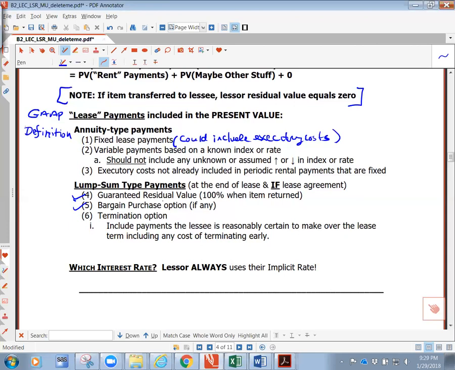A termination option. So an option to terminate the lease. You can terminate the lease early, but you have to pay $10,000. You're going to include it only if you're reasonably certain to do that. Okay. So that's what's included.